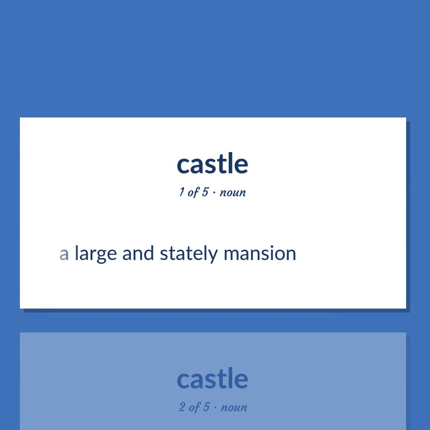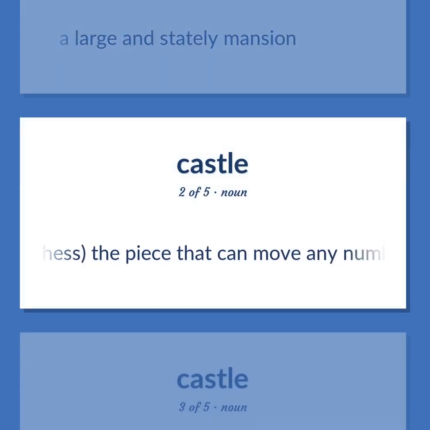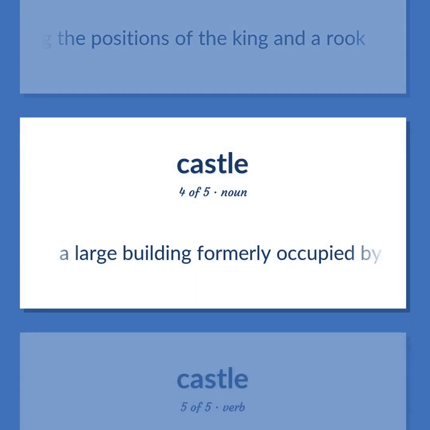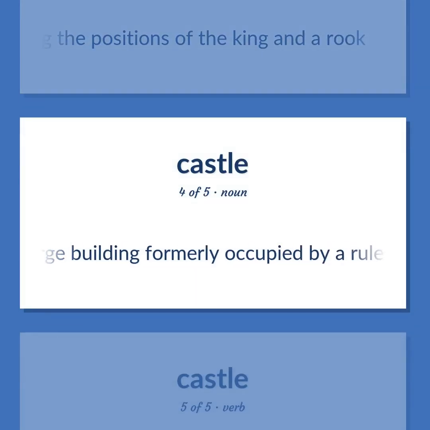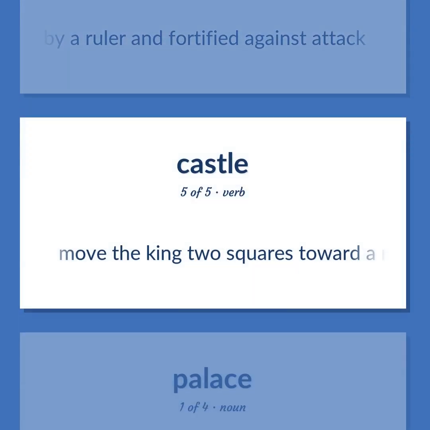A large and stately mansion. Chess. The piece that can move any number of unoccupied squares in a direction parallel to the sides of the chessboard. Interchanging the positions of the king and a rook. A large building formerly occupied by a ruler and fortified against attack. Move the king 2 squares toward a rook and in the same move the rook to the square next past the king.